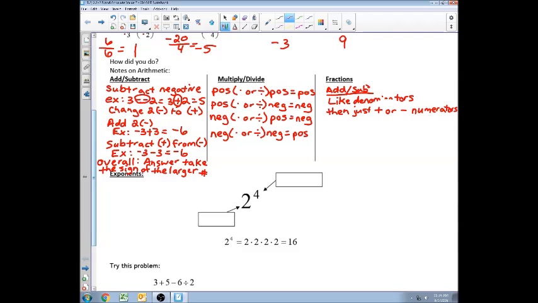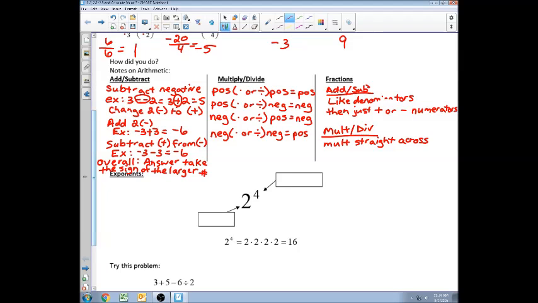If we're multiplying or dividing, we will just multiply straight across. Multiply the numerators by the numerators, and multiply the denominators by the denominators. Then you need to simplify.